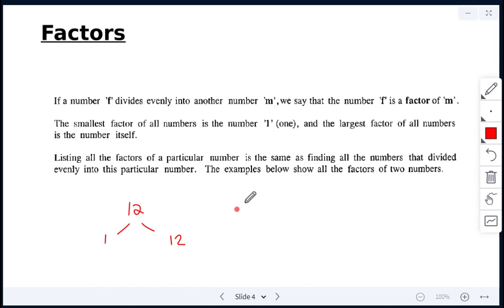So if we look at all the factors of 12, we know 1 and we know 12. What would be the other factors of 12? We know 2 and 6, because 2 times 6 gives us 12. We also know 3 and 4 give us 12. Any other factors giving us 12? There are no other factors of 12, so we have listed them, and I did make sure to list them in order. So 1, 2, 3, 4, 6, and 12.